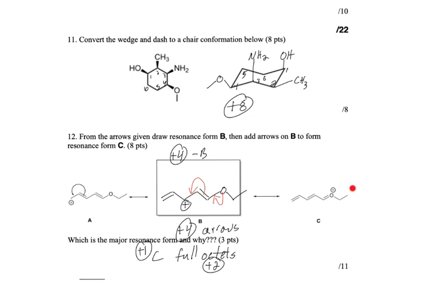The major resonance form is C, because everyone has a full octet, whereas these are carbocations, they don't have full octets. So even though the oxygen has a plus charge, this is more stable because everyone has a full octet, and that's the first thing we want to think about.